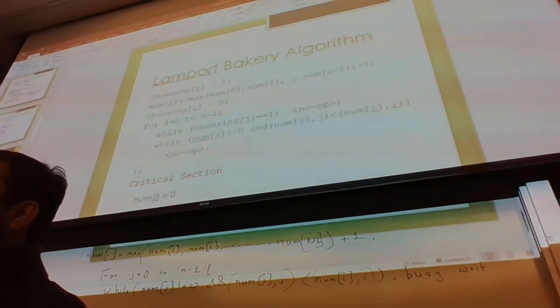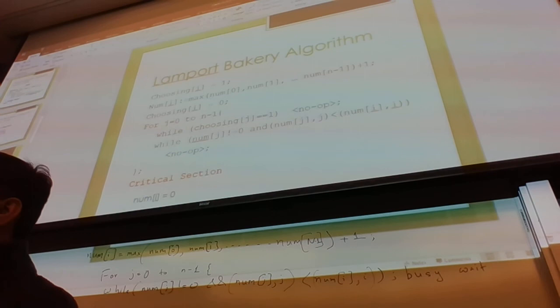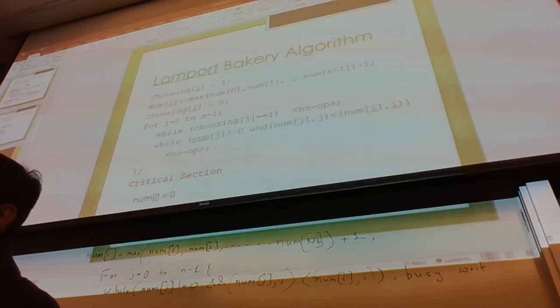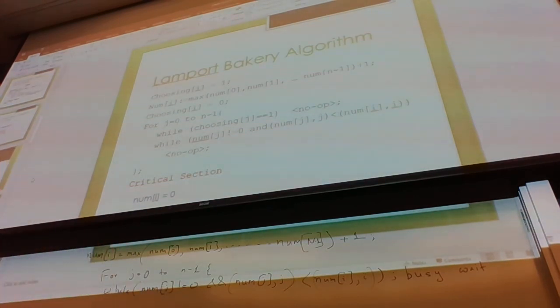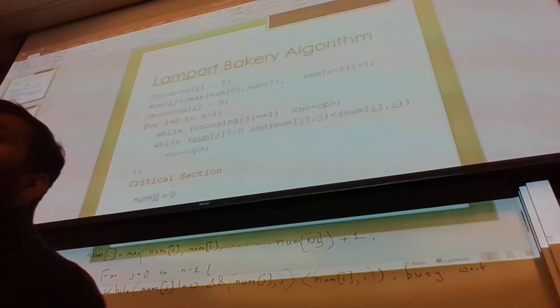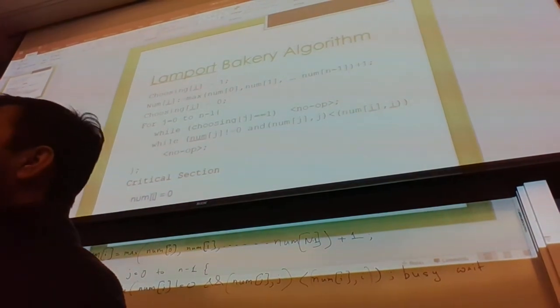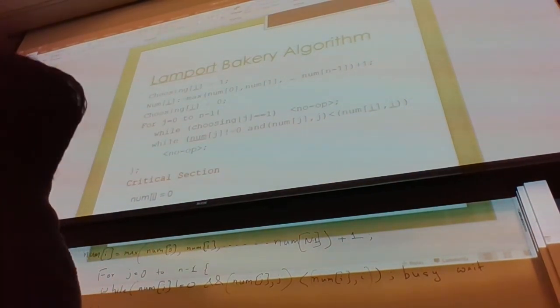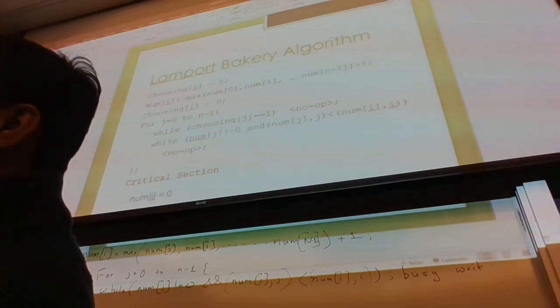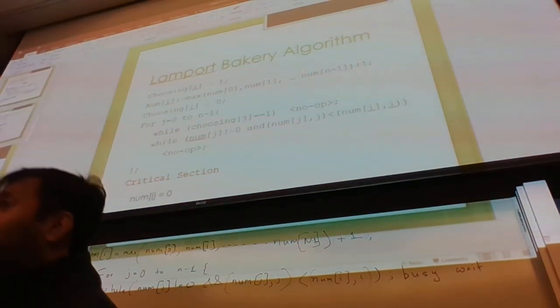So to avoid that, what should you do? You should never go ahead without letting other processes that came in at the same time choose a number. You should not go ahead. So whichever processes come at the same time, you should let them choose their number first, and then you go, right? And that is the purpose of having choosing. That's why you have that array choosing.